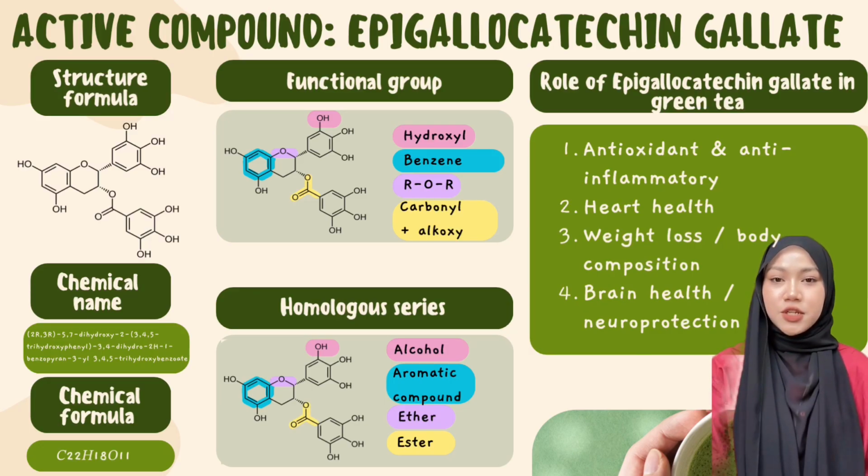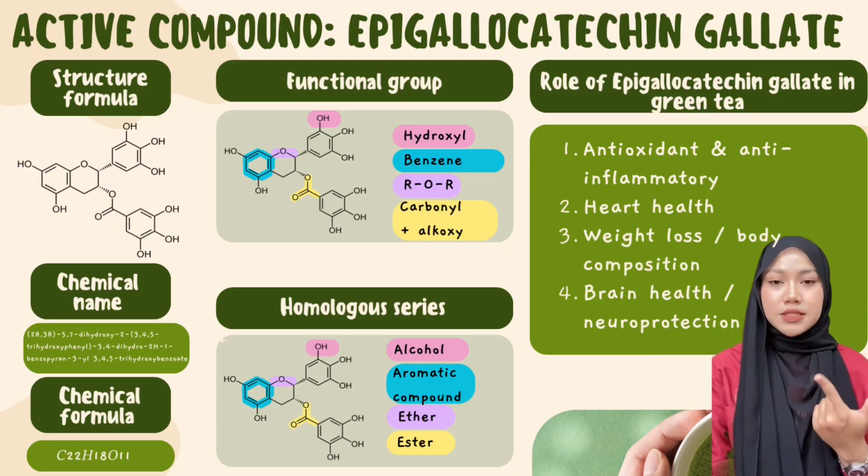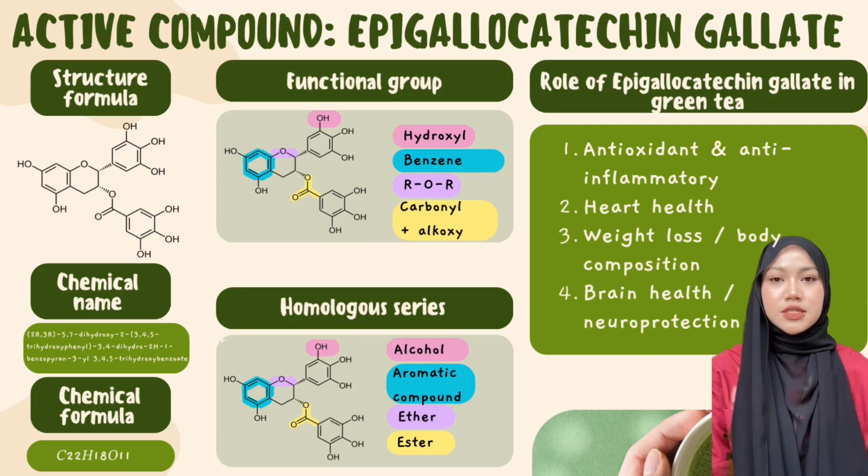Next, functional groups. Breaking it down by functional group, EGCG contains hydroxyl, benzene, ether (R-O-R) linkage, and a carbonyl plus alkoxy. Then is the homologous series. Chemically, EGCG fits into multiple categories because of its combined features.